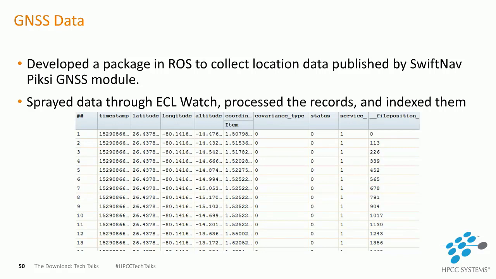So if you look here, the GNSS sensor I used to collect this data was the SwiftNav Pixie. It's a module we're using in the agricultural robot, and I had it on hand, so I made use of that. And with my project, I was able to collect data from the sensor after it was published through Robot Operating System. I went to ECL Watch, used the ECL modules I wrote for the project to process the records and also index them. So if you look at the image below, you can see the record structure of the GNSS data.